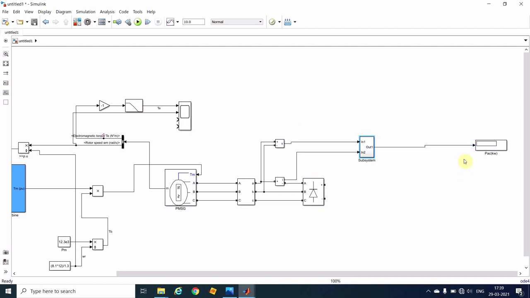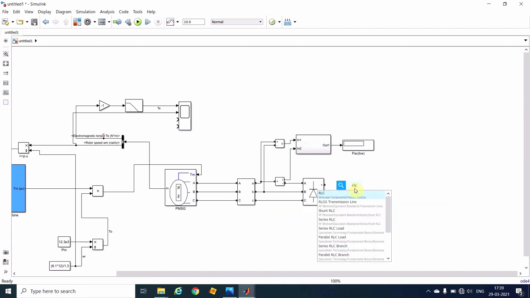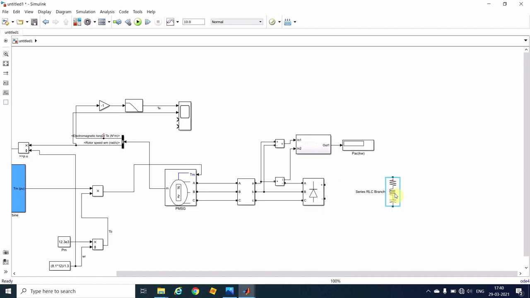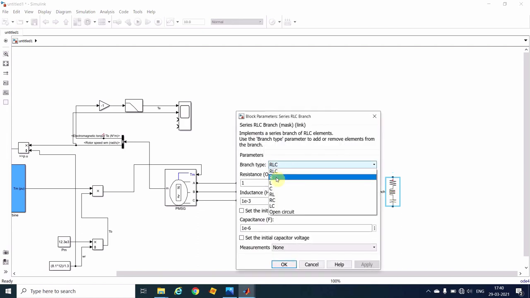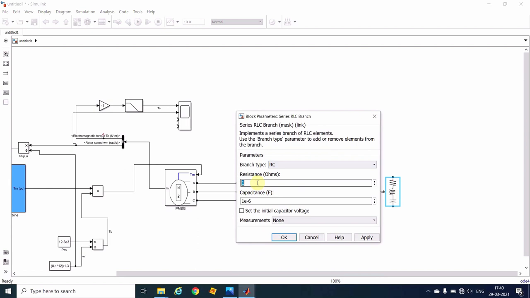Okay, so just make a subsystem. So space will be here. Okay, after that take RLC branch, series RLC branch, and here I will take RC, and this value will be 0.005 and 500e power minus 6, so that the output of the rectifier would be ripple free.